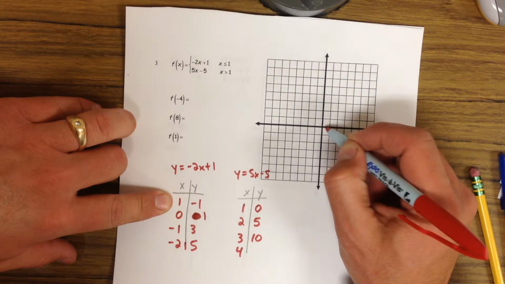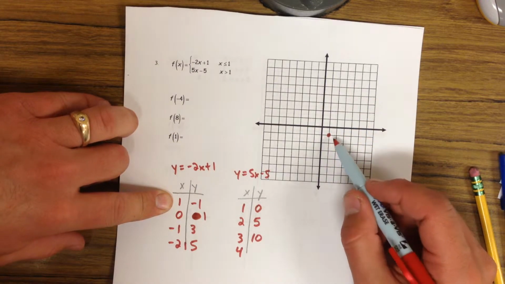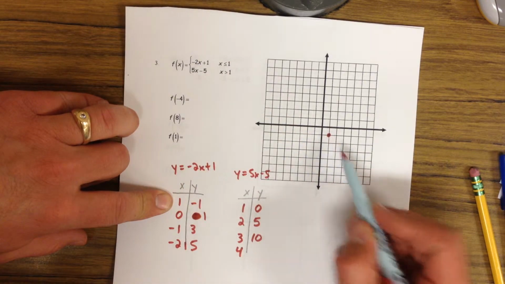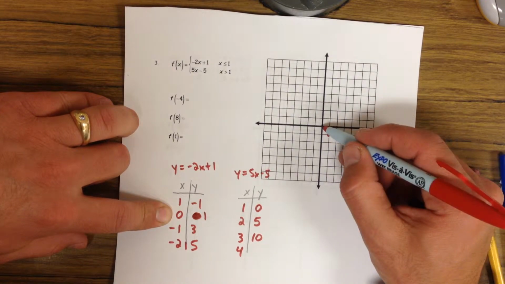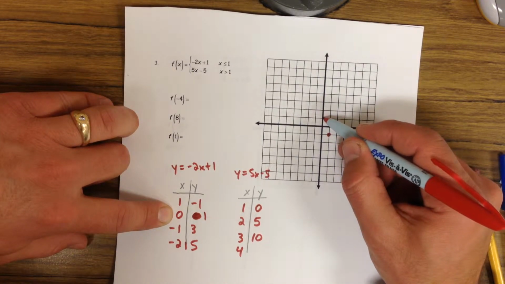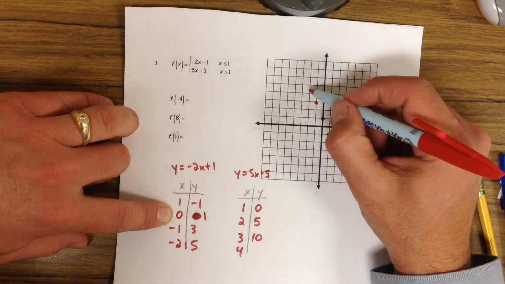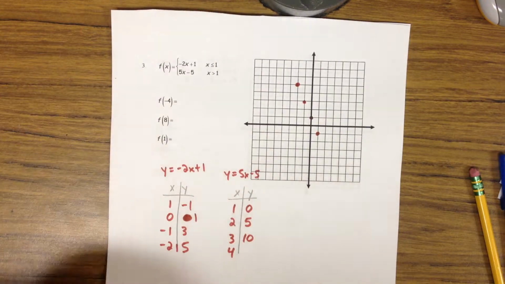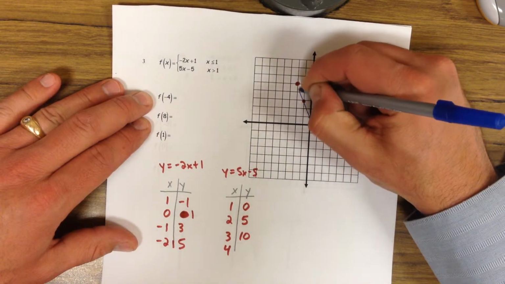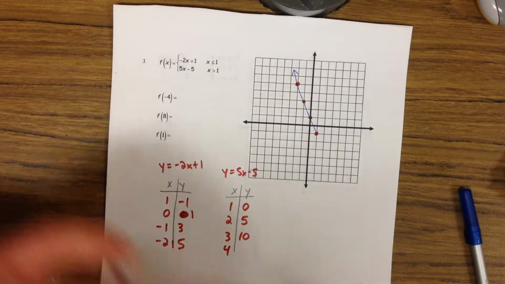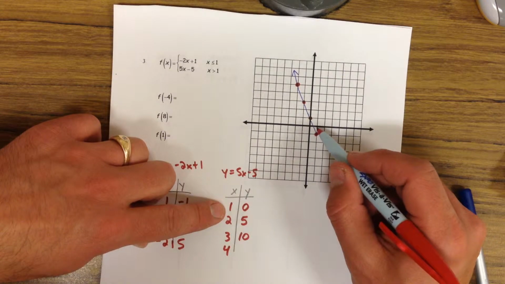So 1, -1. And this one is allowed to equal 1, so I'm going to keep that a solid dot. Then 0, 1 is here. So this is going to go on forever that way.